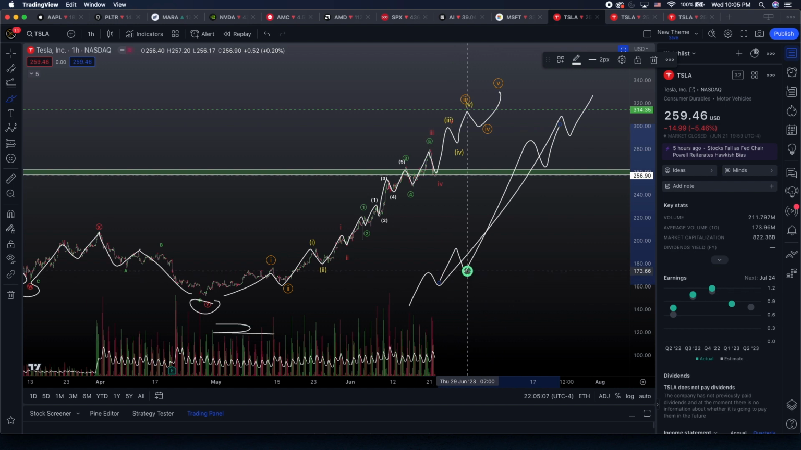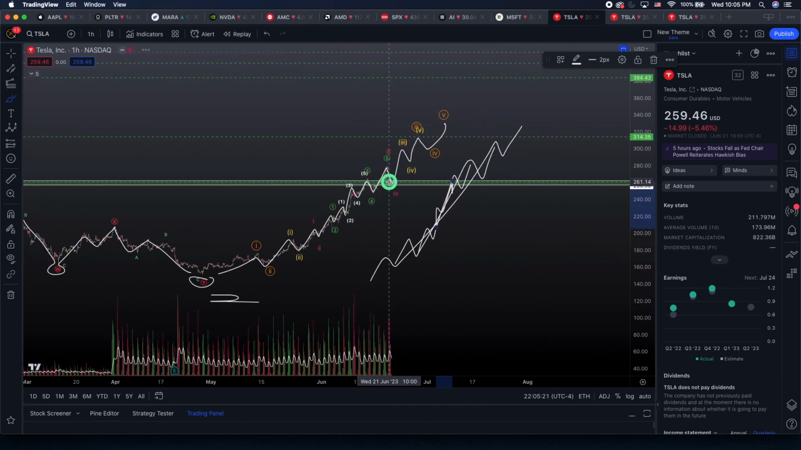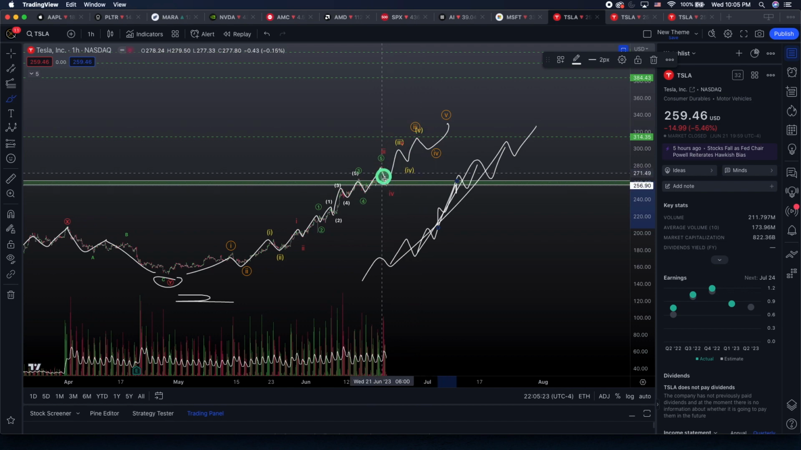That third wave is made up of a 1, 2, 3, 4, 5, right? So it's just waves within waves, right? That's again the fractal nature of Elliott wave. So I do expect us to get a bounce. I don't think we're gonna pull back too much more.